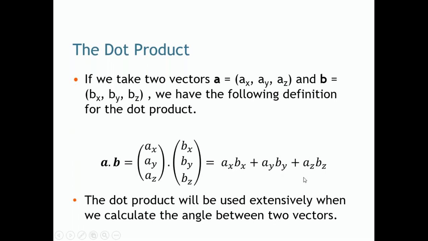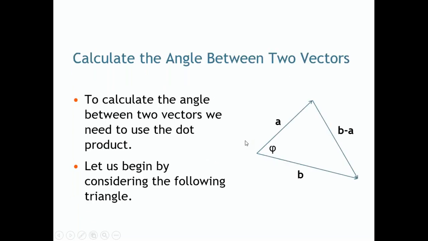The dot product will be used extensively to calculate the angle between two vectors. So now let's calculate the angle between two vectors A and B. To do this, we need to use the dot product, like what I told you before, which is also the scalar product or the inner product, whatever you want to call it. We need to use it here.